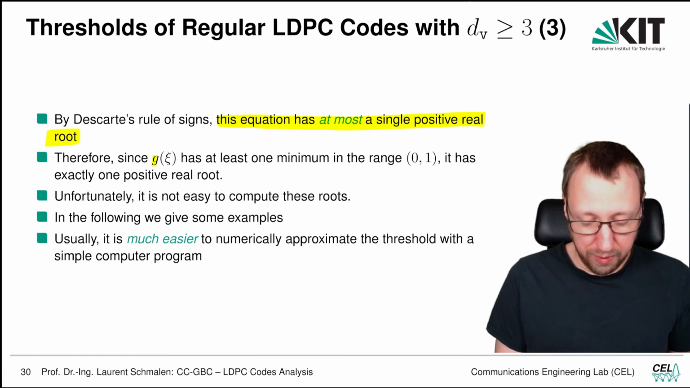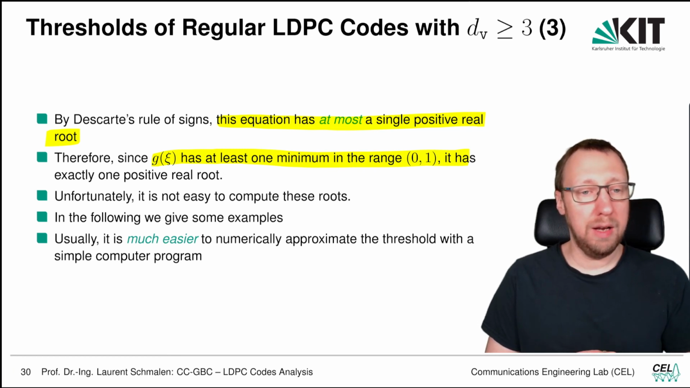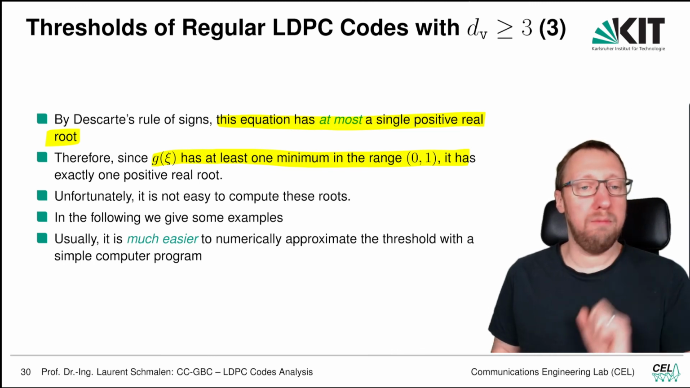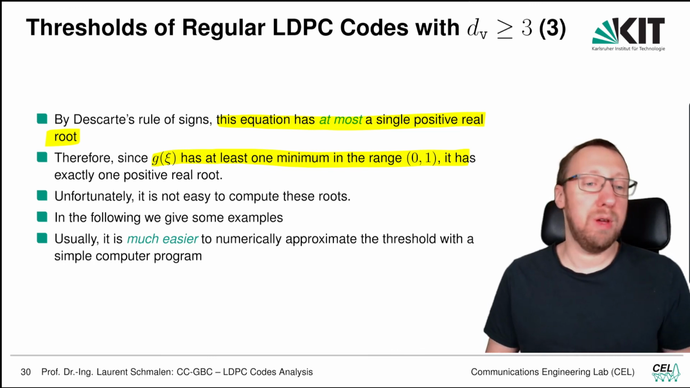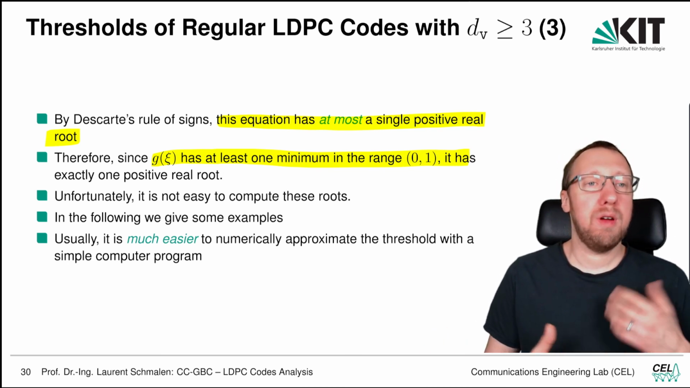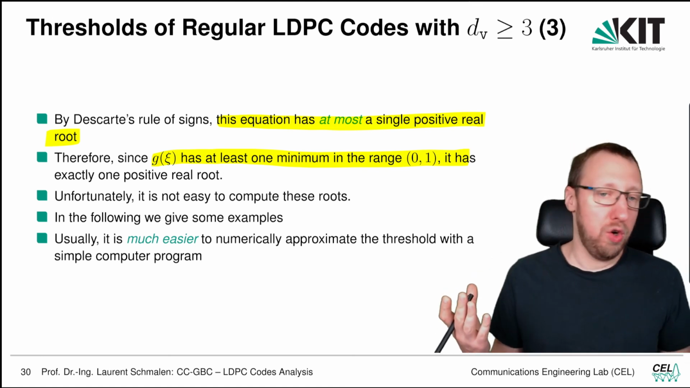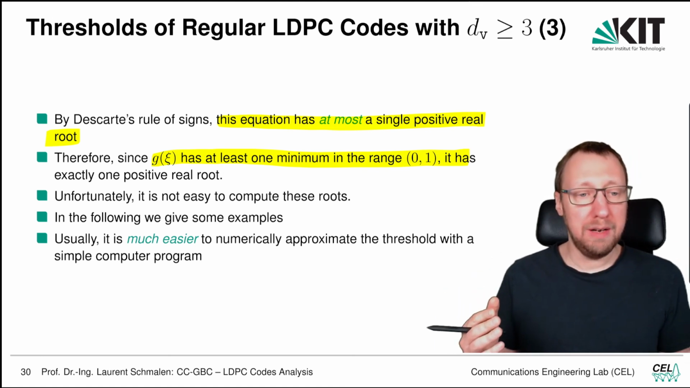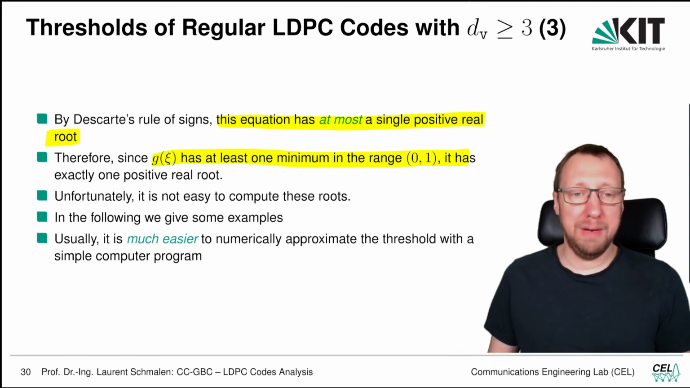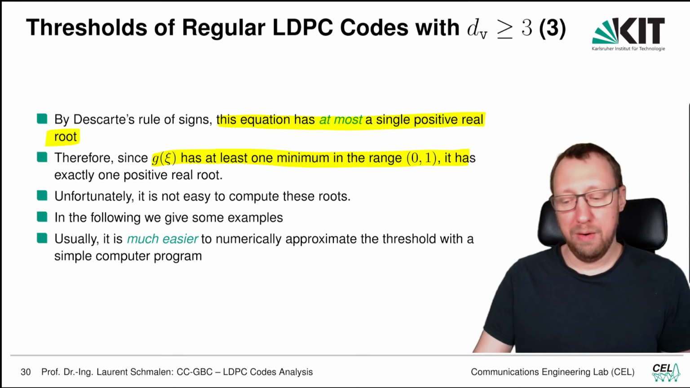So g of x has at least one minimum between 0 and 1. Therefore, it has exactly one positive real root. How can we compute these roots? This is not easy. There are some closed form solutions for calculating the roots of higher order polynomials, but they are also not trivial. We can use computer algebra software like Mathematica to express the roots. Usually, it's simpler to do this numerically.